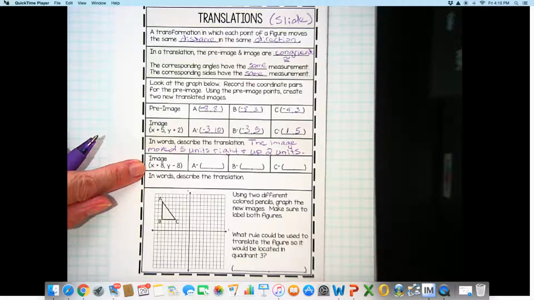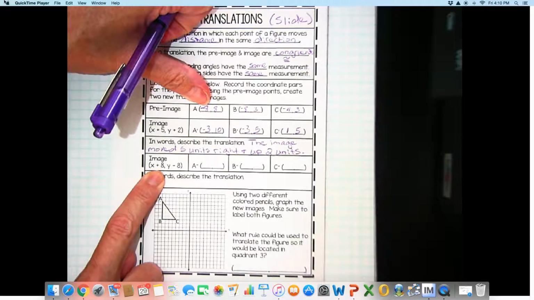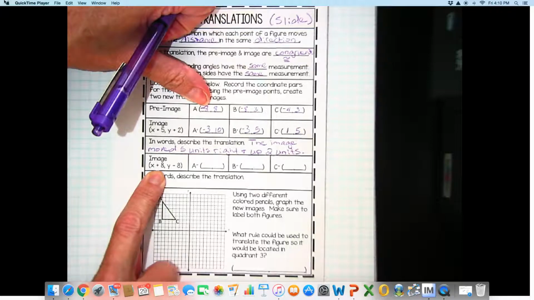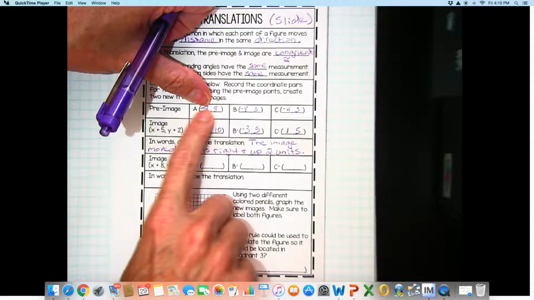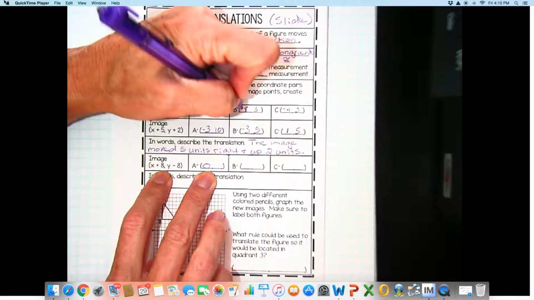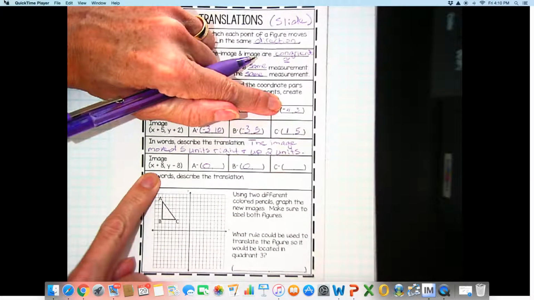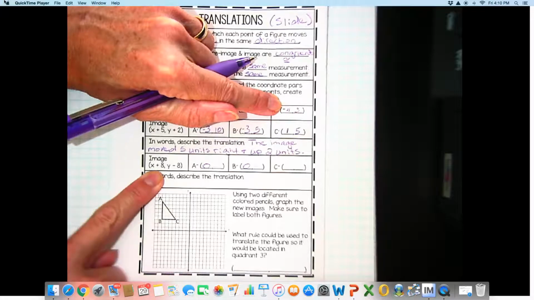Now, let's do this one. We're going to do it again, but now we're going to take the original one. Okay, and this time it wants us to move it to the right 5 and down 8. So we're going to take all of our original x values and we're going to add 5 to them. Well, negative 8 plus 5 is negative 3. And negative 4 plus 5 is positive 1.